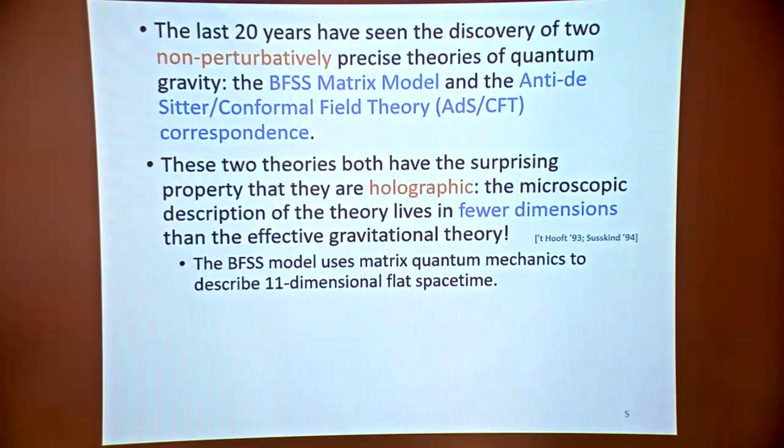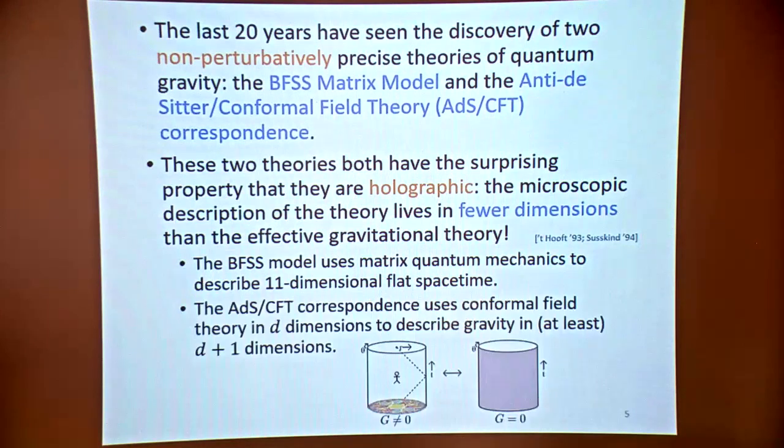In particular, the BFSS model uses matrix quantum mechanics, so that has only one time dimension and no spatial dimension, to describe gravity in 11-dimensional flat spacetime. The so-called AdS/CFT correspondence uses conformal field theory in d dimensions to describe gravity in d+1 dimensions. I'll say more about this duality as we go along, but the picture is roughly this. We have a boundary theory in d dimensions describing gravity in d+1 dimensions.